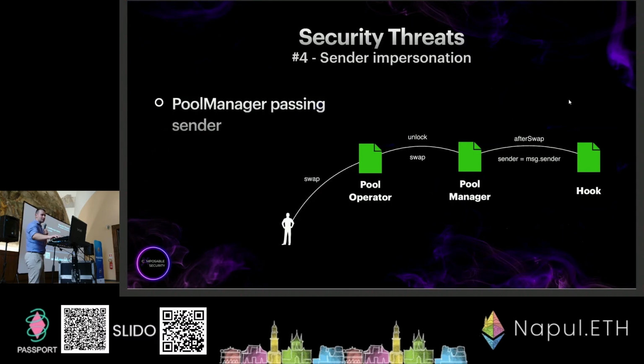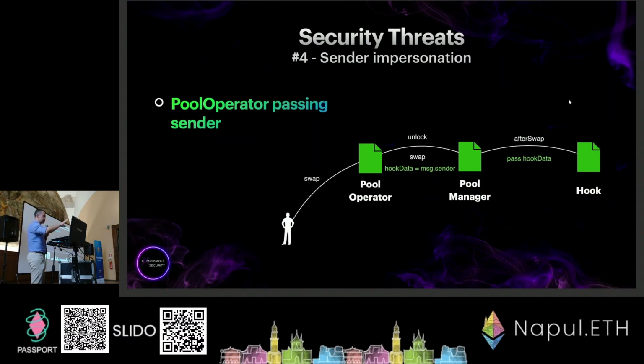Okay, so the hook, the creators of the hook think that the sender is the user while it's the pool operator. So that's how you can bypass their check very easily. But there is no impersonation yet, right? So stay with me. How can you fix it?